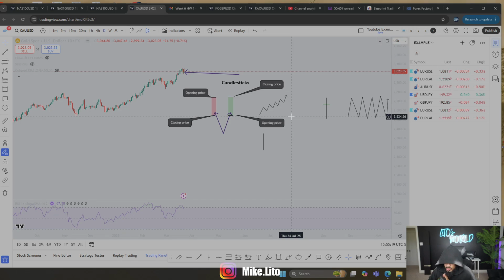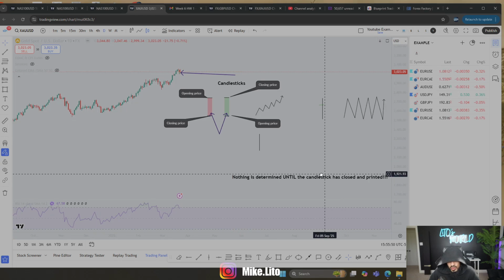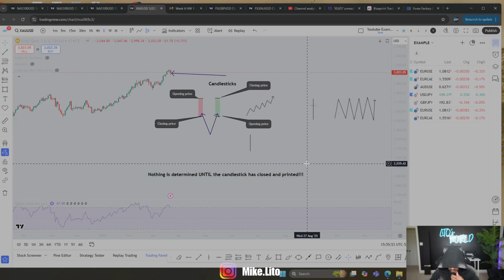Now, one thing that I want you guys to understand: me personally, I would never enter a trade on a fluctuating candle. You always want to enter on the closure of a candle so you can get the concrete data, because, let's just put this in a note, nothing is determined until the candlestick has closed and printed. That is when you get the data. If the candlestick is not closed, then you don't have the data.